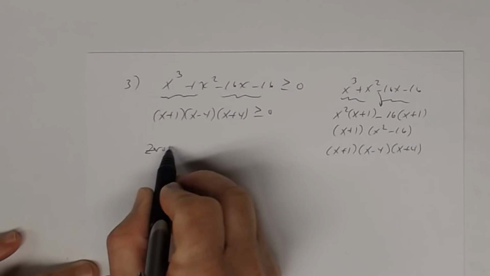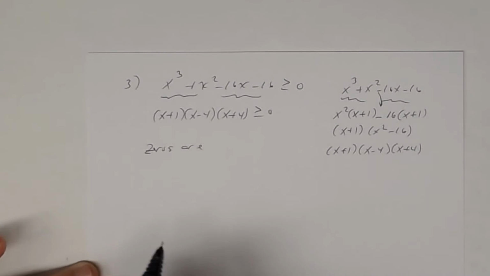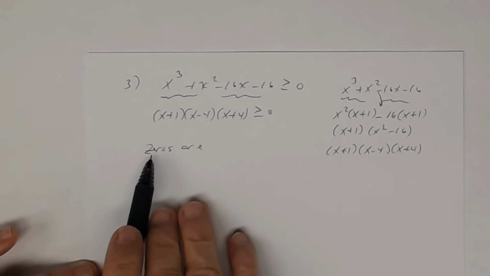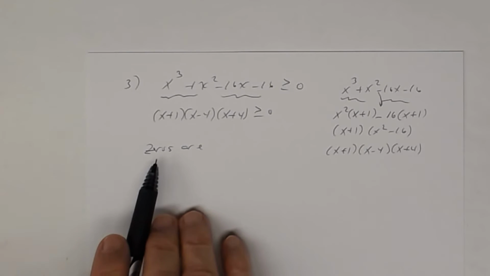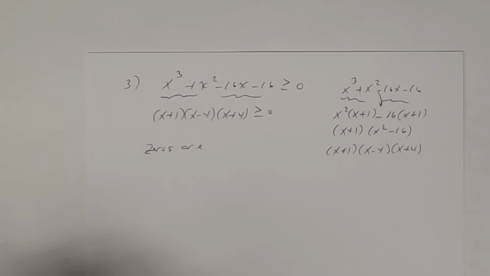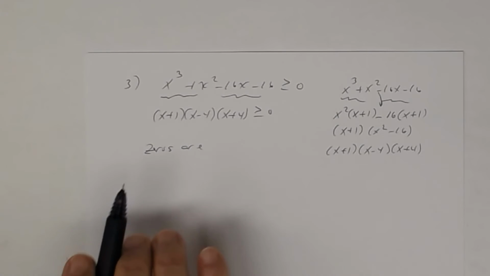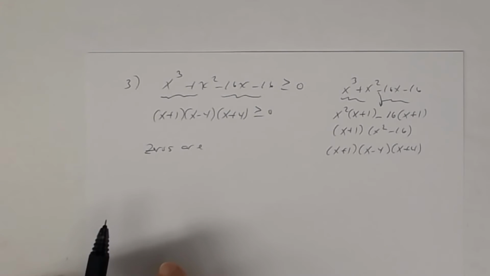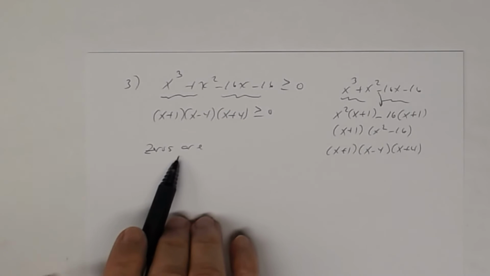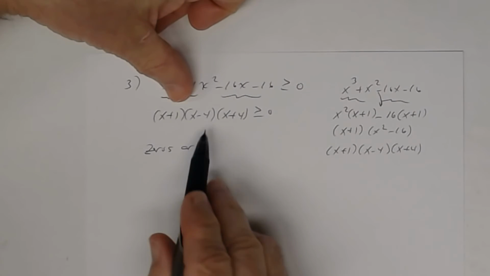So the zeros are, remember, sometimes we call them critical numbers, or you could call them boundary points. Also remember there's an equal sign here, so that's going to be important. The zeros are found by setting each of those factors equal to 0.